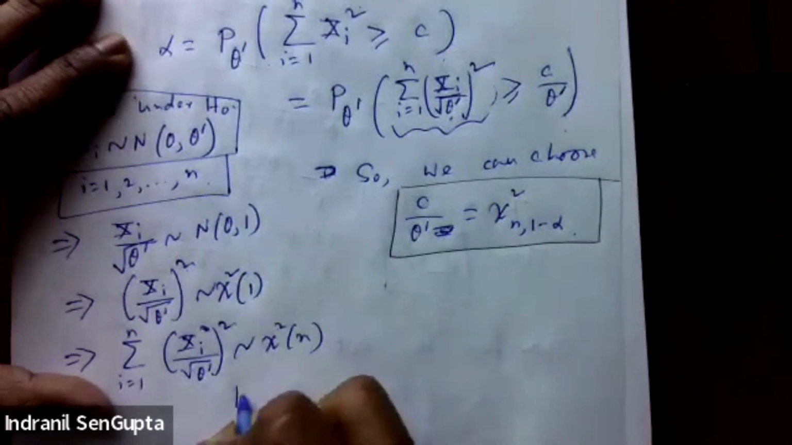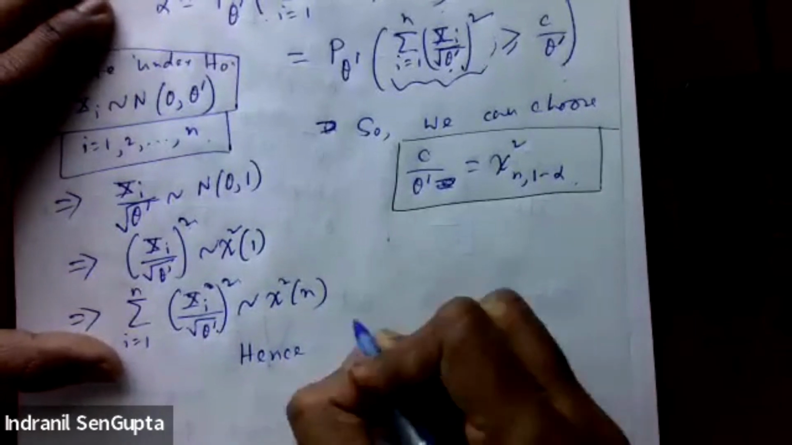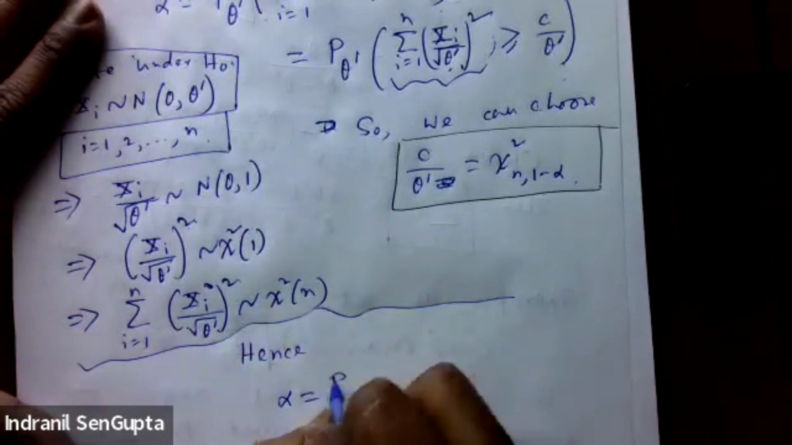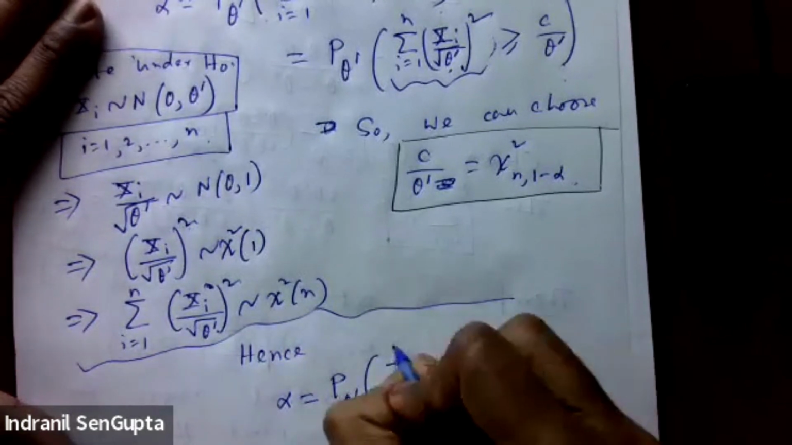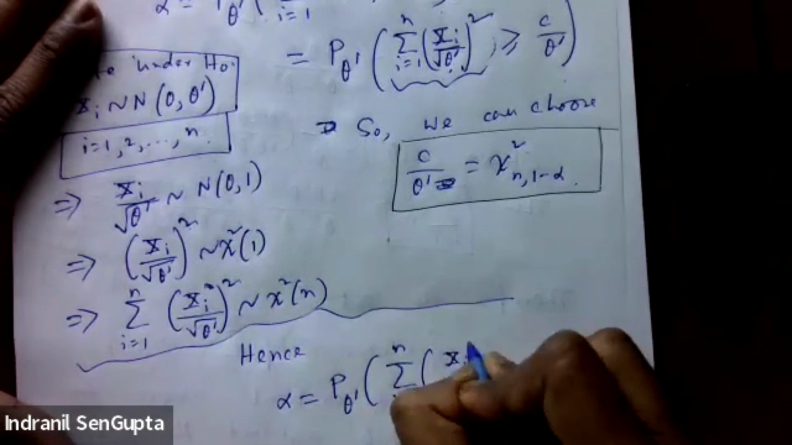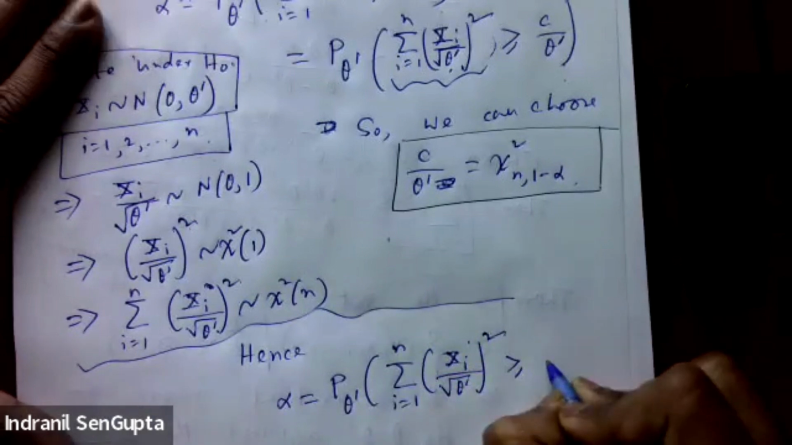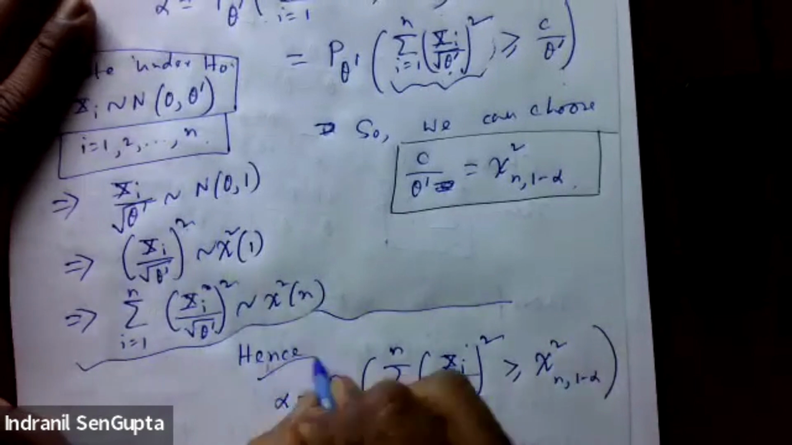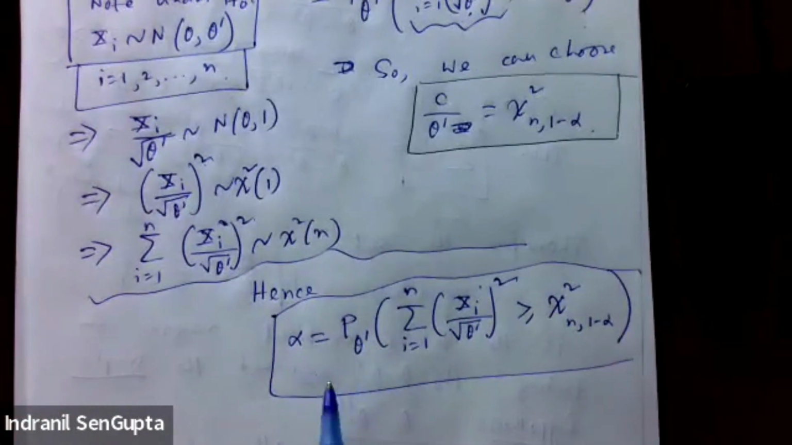So hence alpha can be thought of as the probability that the summation i from 1 to n of (xi over square root of theta prime) squared is bigger than chi squared n, 1 minus alpha. Okay. So this is the size alpha of that uniformly most powerful test.